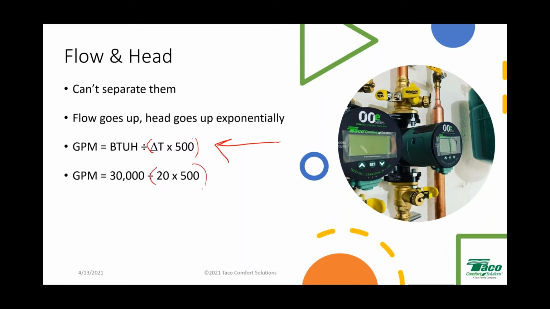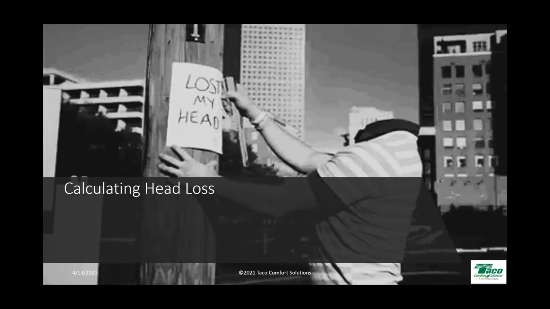Again, we'll put the parentheses there. 20 times 500 is 10,000. So 30,000 divided by 10,000, I'm going to need a required flow rate of 3 gallons per minute for that one zone, okay? 3 gallons per minute for that one single zone. So far, so good. That's half of the equation. Now we got to find the head loss.